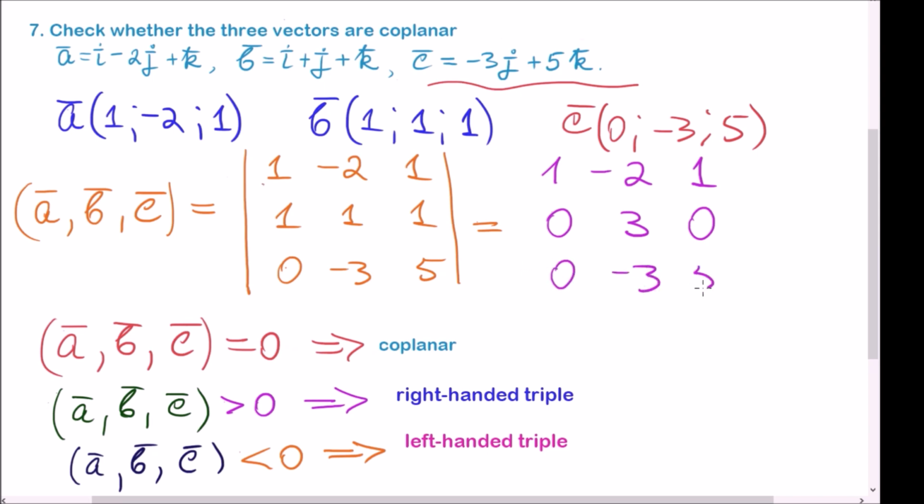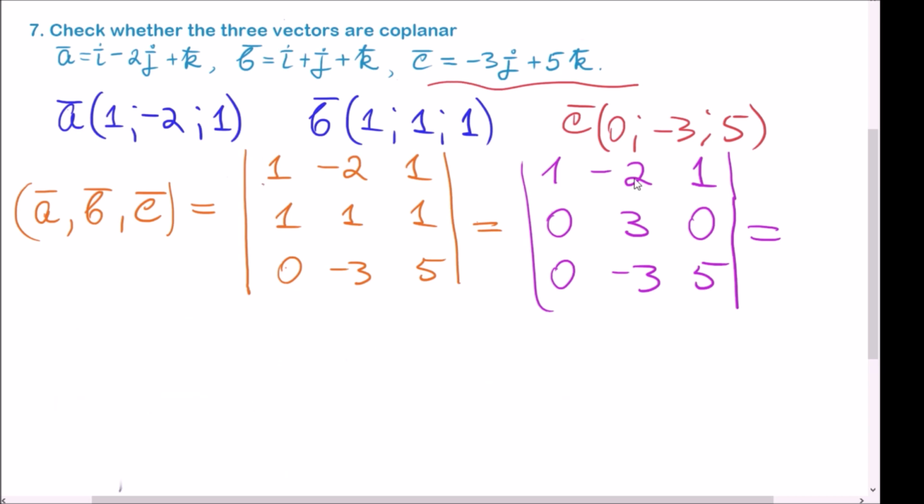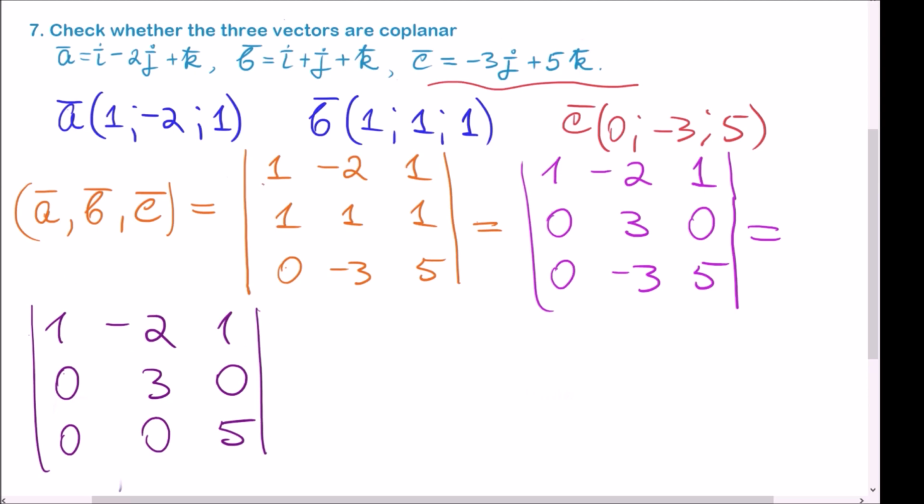Let's rewrite the elements of the third row. Now let's rewrite the elements of the first and of the second row, and then to the elements of the third row, let's add the elements of the second row. 0 plus 0 is 0, minus 3 plus 3 is 0, 5 plus 0 is 5. So under the main diagonal we have zeros, so it is the triangular form of that determinant, and it equals the product of the elements of the main diagonal. We have 15, and it is not 0, so the given vectors a, b, and c are not coplanar, but it is a positive number, so we have a right-handed triple.